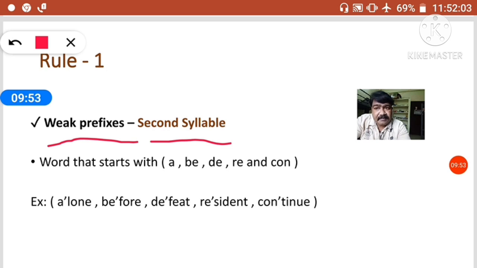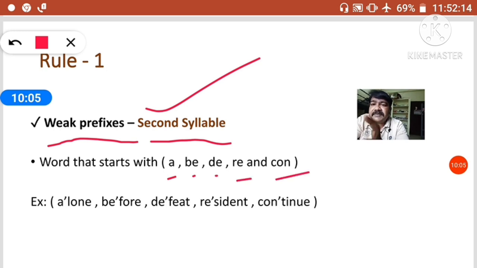Now the weak prefixes, where does it come? Second syllable, right? Words that start with A, B, D, E, RE and CON are the weak prefixes. So let us see the examples. Alone, before, defeat, resident, continue. These are the weak prefixes.